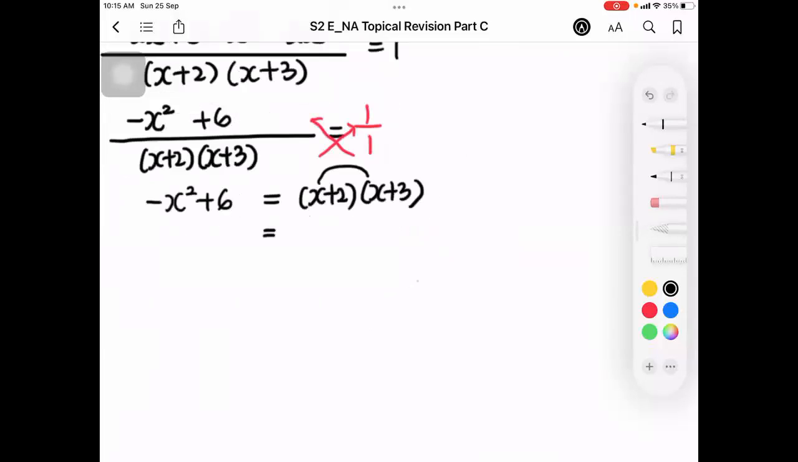Maybe I should ask somebody to expand for me. Elise, help me expand this. Are you still awake? Yes. x times x, x squared. x times 3, 3x. 2 times x, 2x. Then 2 times 3, 6. Then this one negative x squared plus 6.